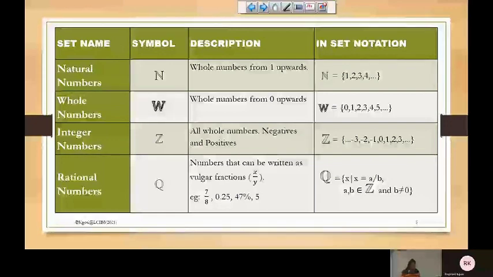Q is any value of X. Or the set of Q comprises all the numbers X, where X fulfills this criterion that it's A over B. And A and B themselves are both integers, but B is not equal to 0. So in other words, any number that can be written in the format of X over Y or A over B, such that A is an integer and B is an integer as well, any integer apart from 0. That's what we refer to as rational numbers.